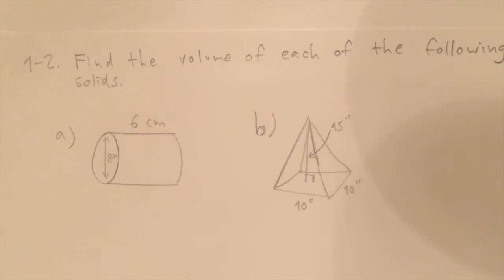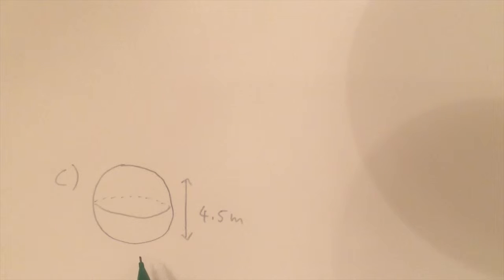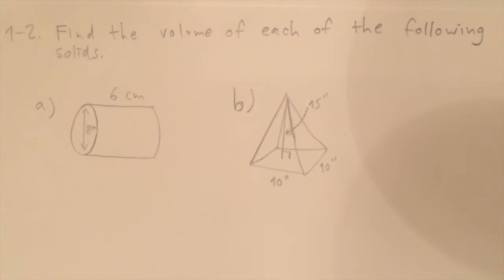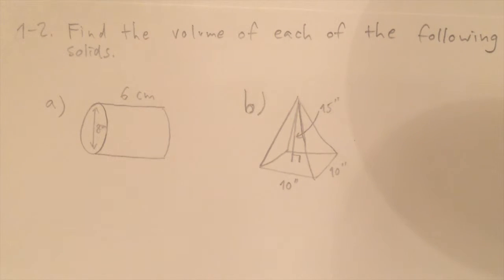1-2 on chapter 1. So the question asks you to find the volume of each of the following three solids. So this cylinder right here, this pyramid, and this sphere right here. So first, to find the volume of each of these three figures, you'll need to know the volume formulas.